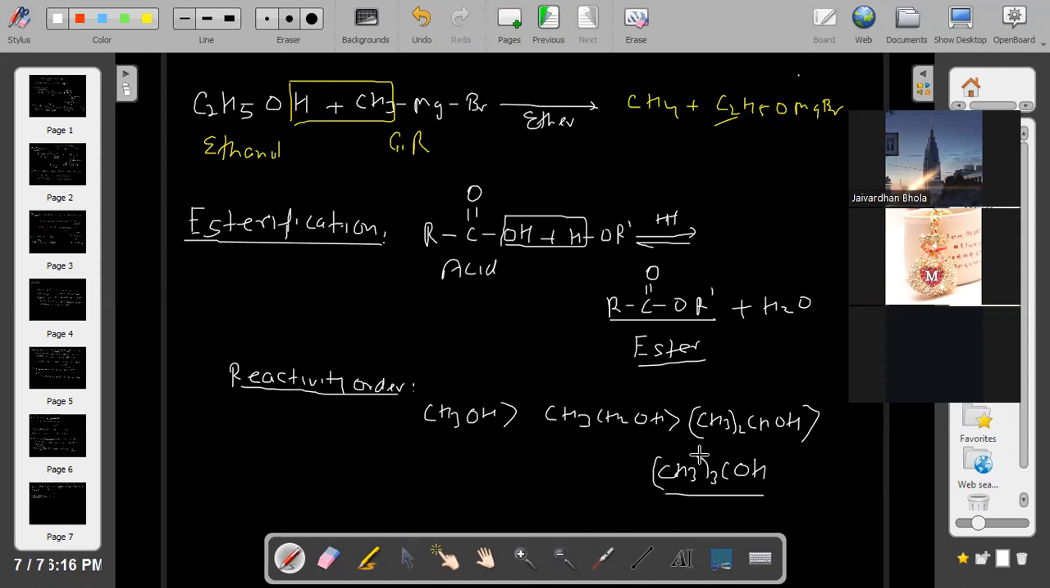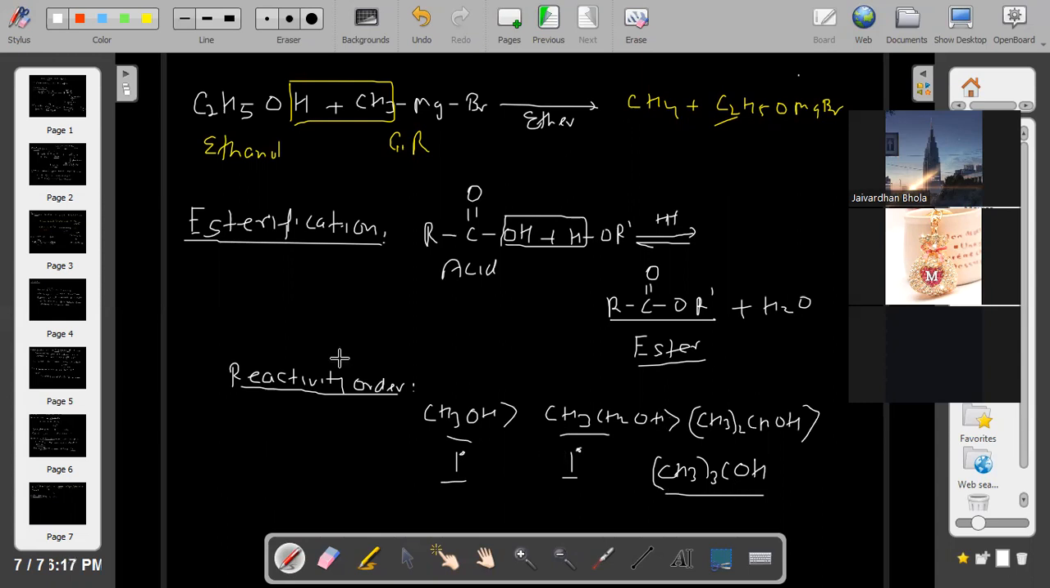Sometimes in an examination you will get a question asking which one reacts faster, in this order. Once you react with each of these, good quality esters you will get from both of these. Both are primary, and this also is primary, so you get good quality esters by these reactions. These are the primary alcohols.